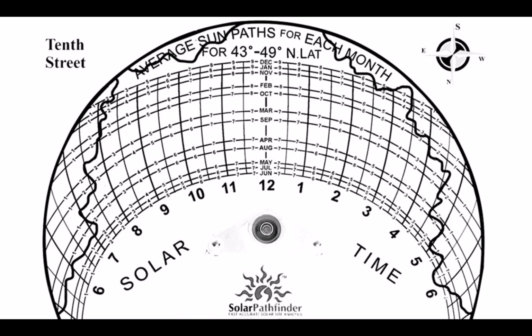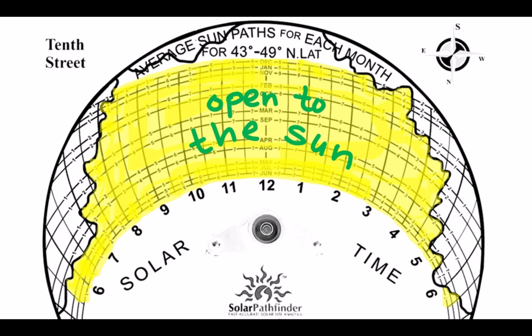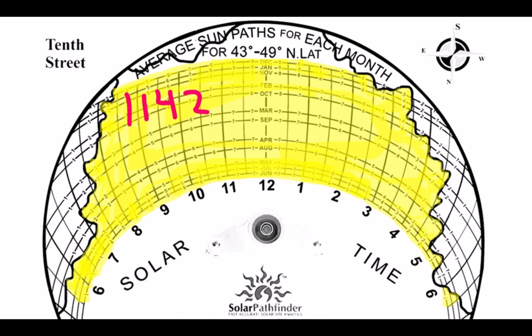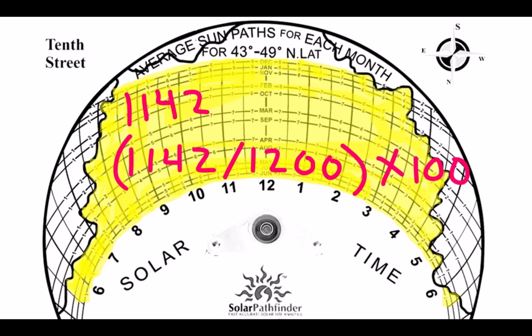Go back to your tracing and add all of the numbers on the diagram that are open to the sun. Let's say this is your number. Now there's just a little bit of math, and here's the percent of sunlight that will be open to an array at this location for the year. 96% would be a real good number, by the way.